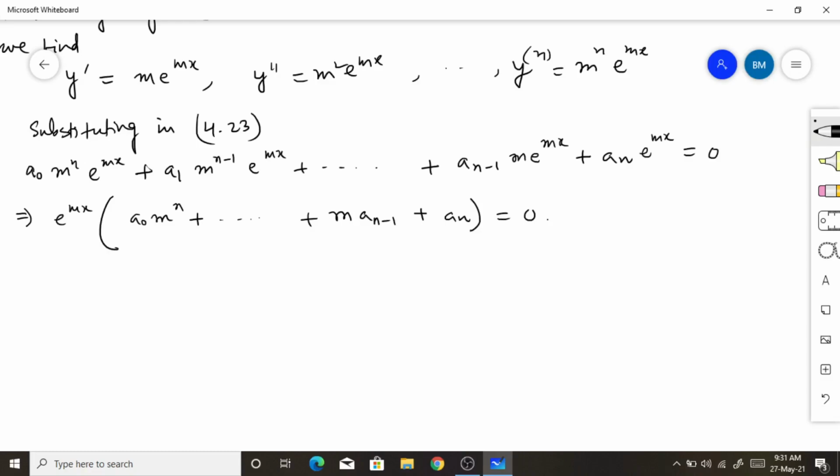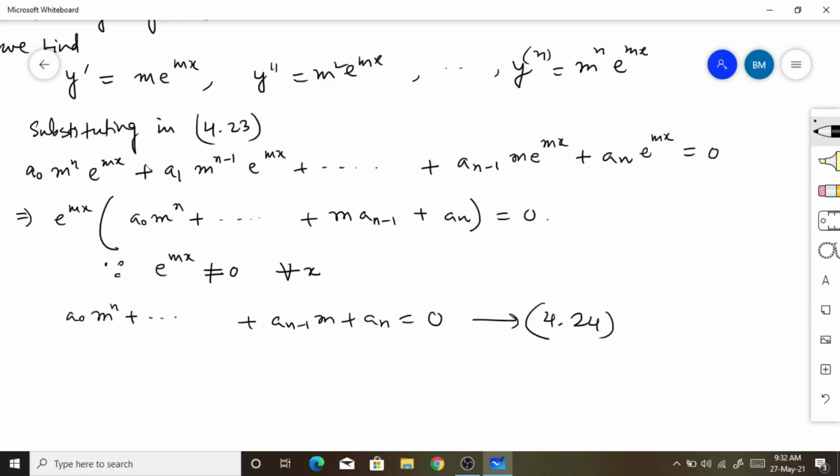But since, as we know, e to the power mx is non-zero for all real x, so for the product of these two expressions to be 0, we must have a0 m^n + a1 m^(n-1) + ... + a(n-1) m + an = 0. Call this equation 4.24.